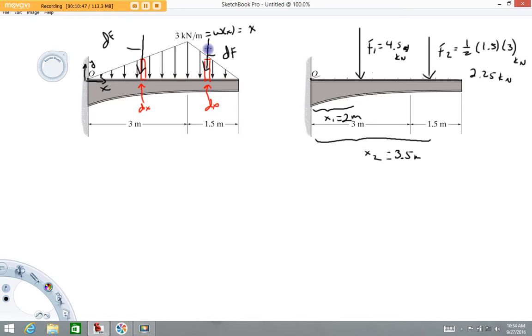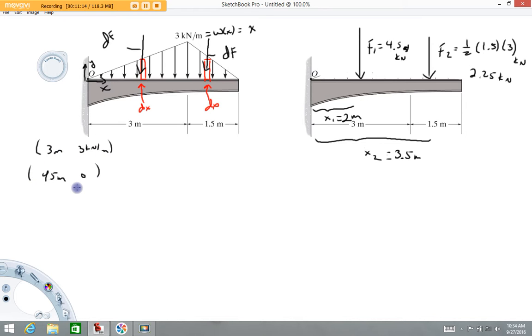All right. So now we have this load function here. And the first thing I'm going to do is write a function in terms of this coordinate system, taking note that when x is equal to 3 meters, the load density is 3 kilonewton per meter. And when x is equal to 4.5 meters, the load density is 0. So this is a pair of points.